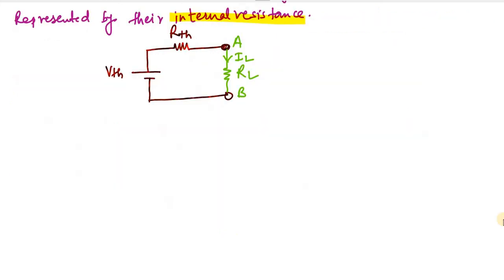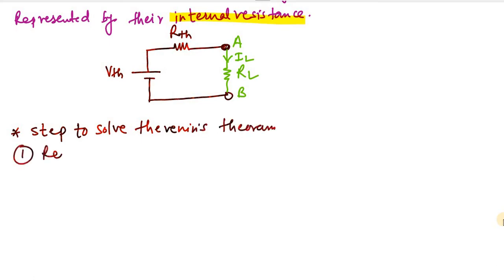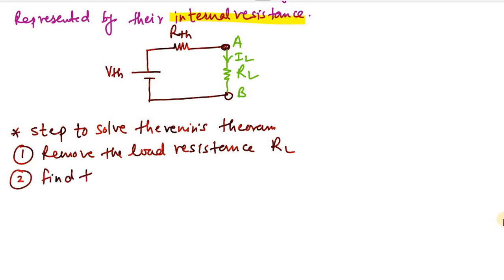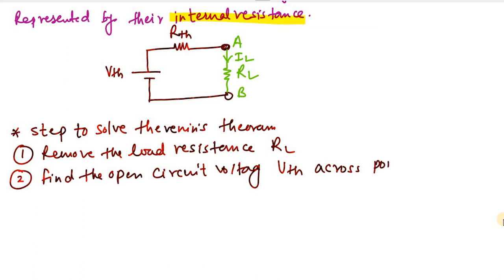So what are the steps to solve an example by Thevenin's theorem? First, remove the load resistance through which we have to find the current. Second, find the open circuit voltage, called VTH, Thevenin's voltage, across the removed load resistance. Consider points A and B.